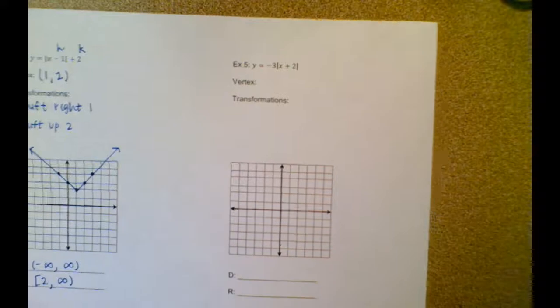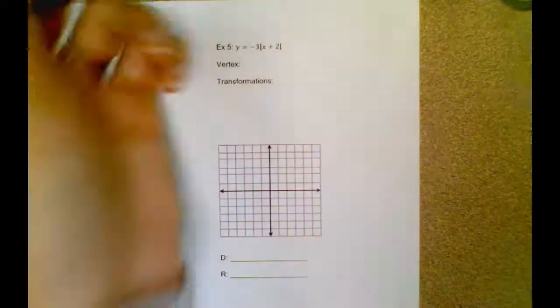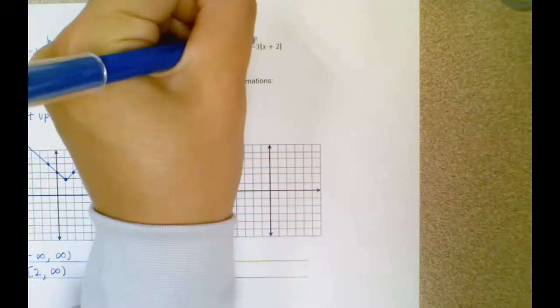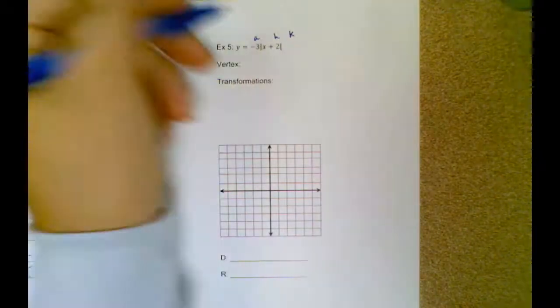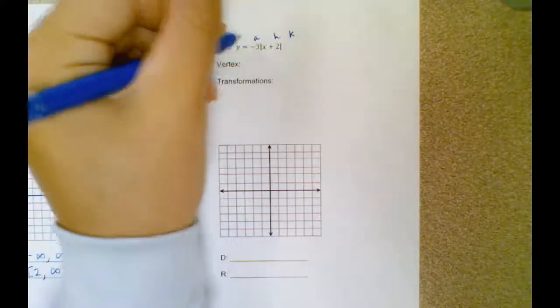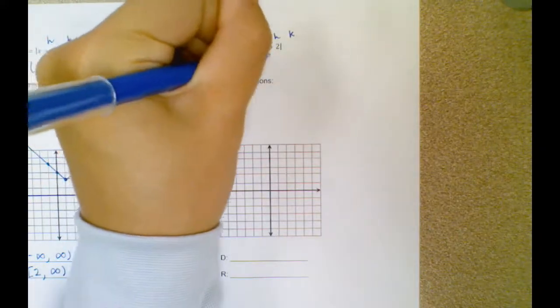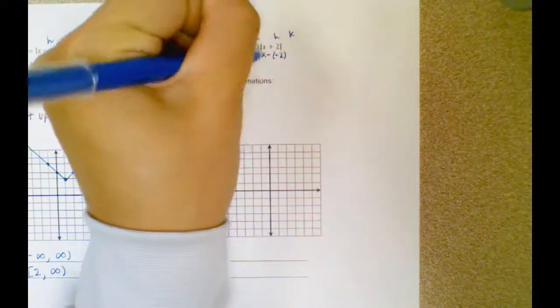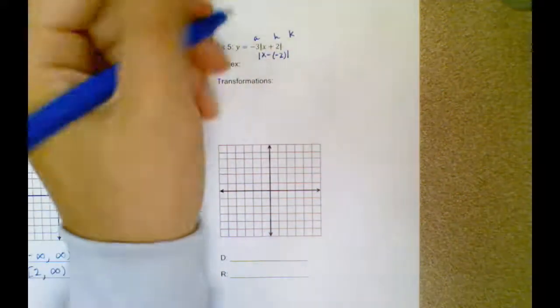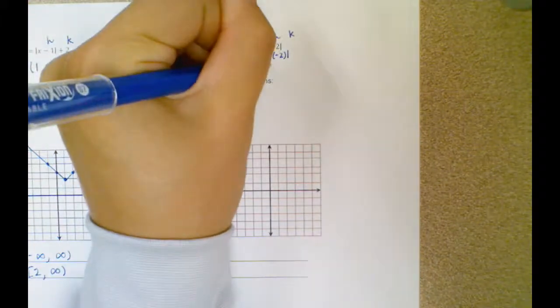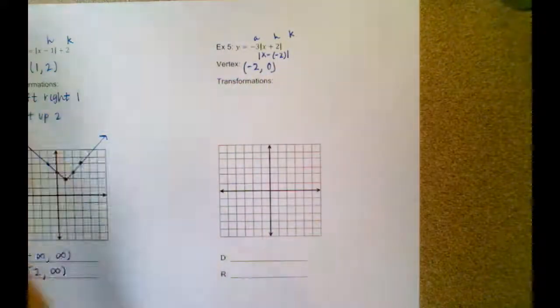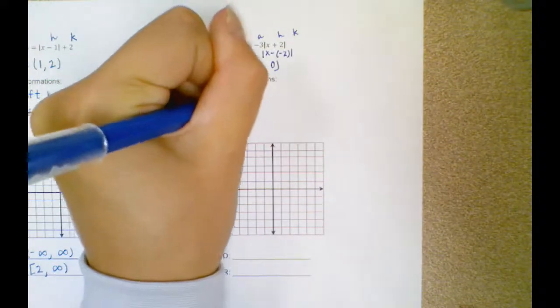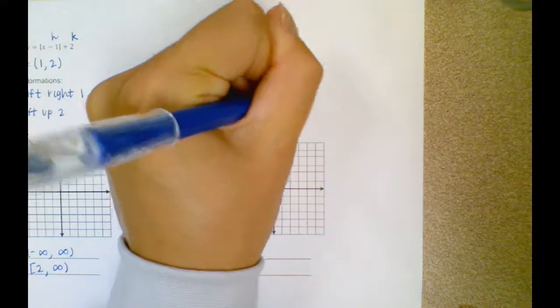All right, last one I have for you guys is this example right here. I've got an A, H, I've got no K value, but I also have a little negative sign. So the vertex, remember this is x minus negative 2. 2 negatives make a positive, right? So my H value is actually negative 2. I have no K value, so that's just 0. Transformations, I have 1, 2, 3 things in there. The negative means a reflection over the x-axis.